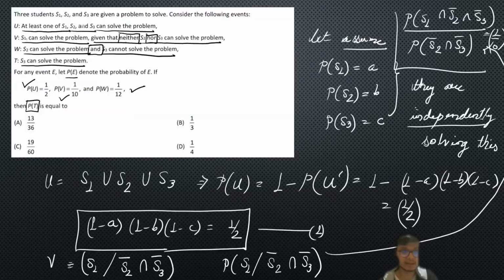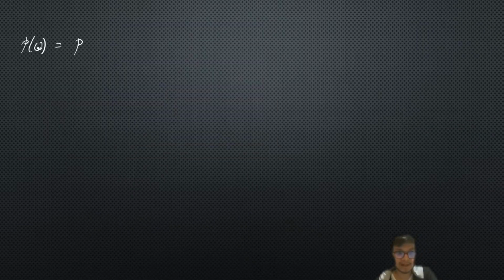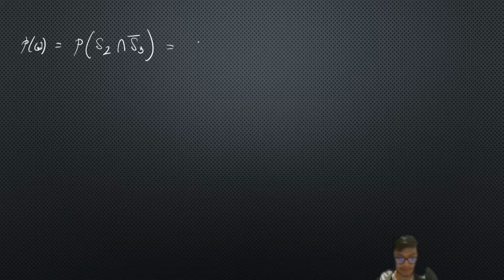Then the probability of W, which is given as S2 can solve the problem and S3 cannot solve the problem. It is basically an AND, so it is the probability of S2 intersecting S3 complement. That is basically given as B into (1 minus C), which is mentioned in the problem as 1 upon 12.